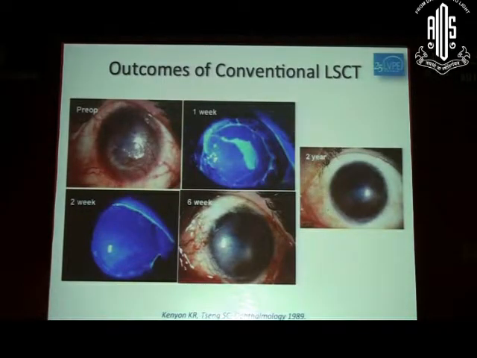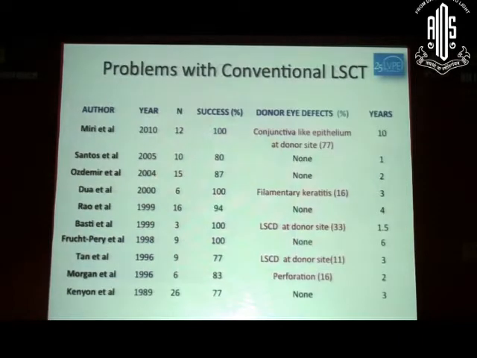Conventional LSCT has been around for many decades now, and it's known to be pretty efficacious in treating ocular surface disease due to LSCD. But because you put the lenticules in the periphery, it takes time for the cornea to epithelize, because the cells are growing from the limbus inside. And sometimes there might be problems. You might end up with persistent visual defects, etc.